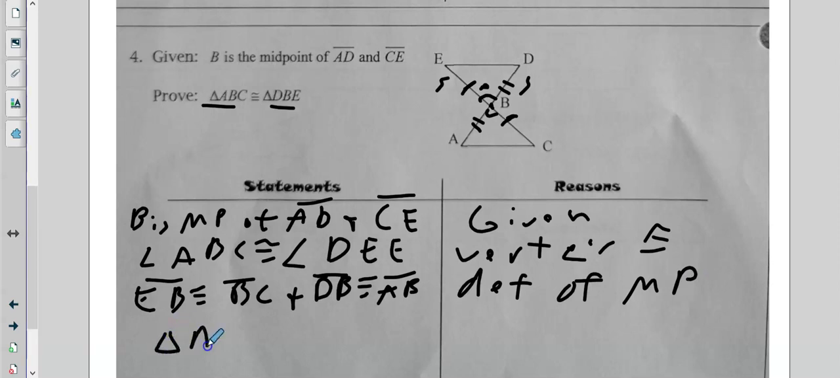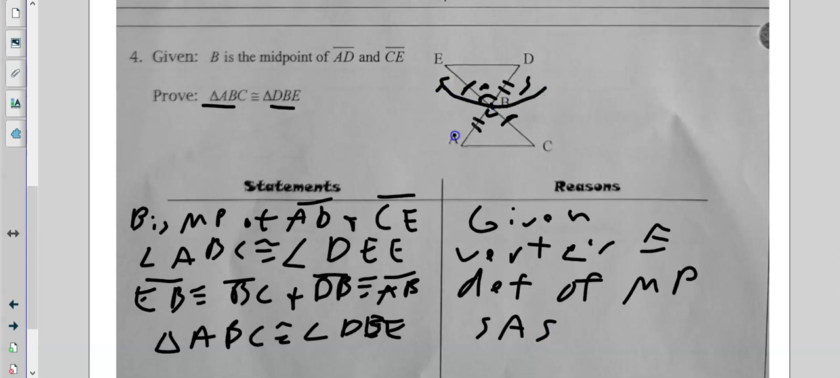We have triangle ABC is congruent to triangle DBE, and that's by SAS. And again, I just read it, SAS, SAS. Just follow the order.